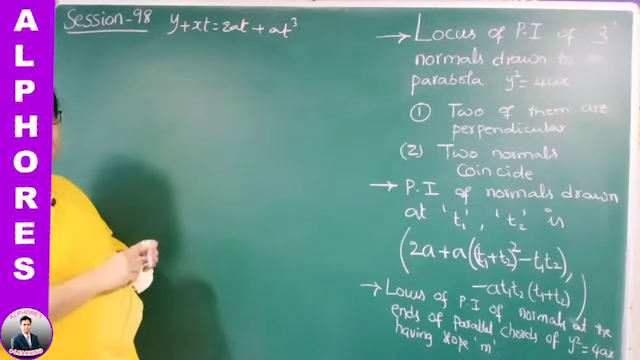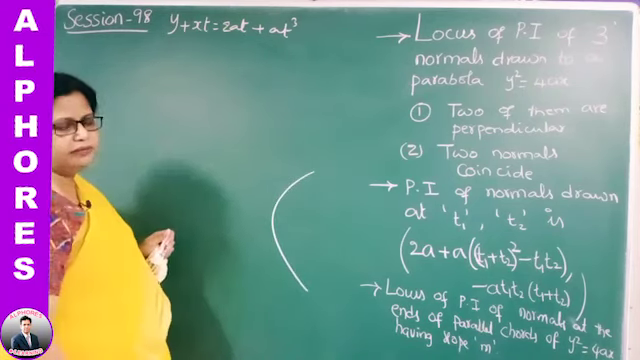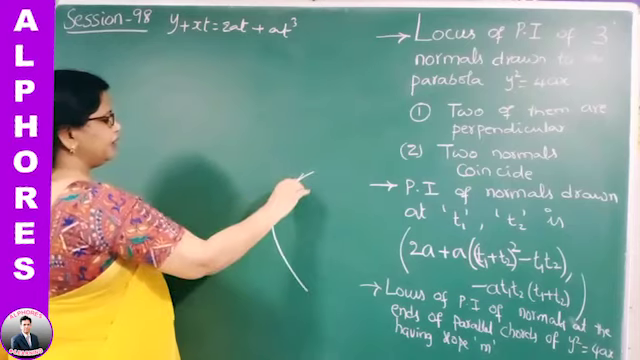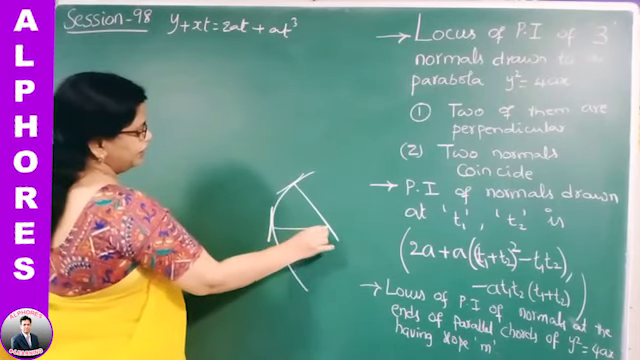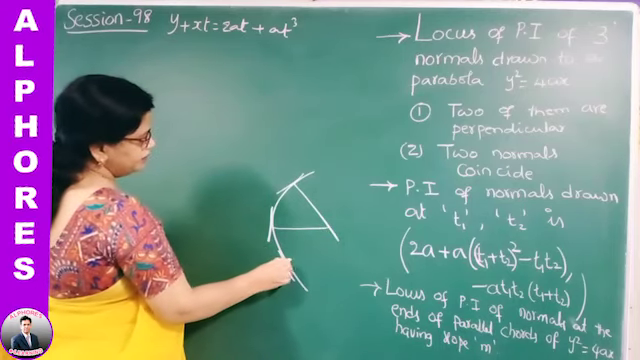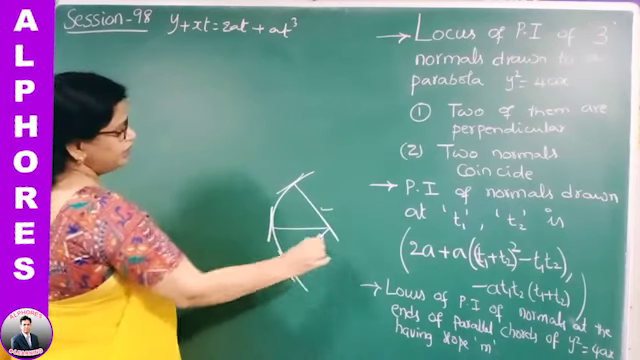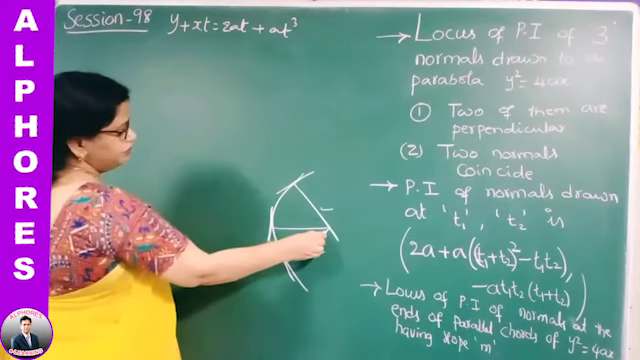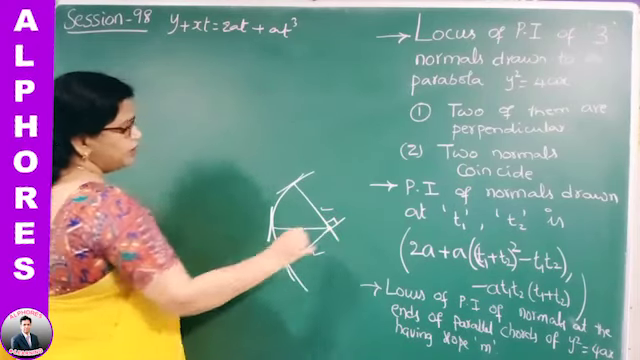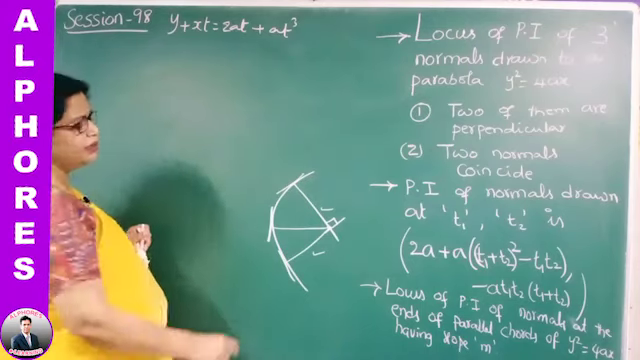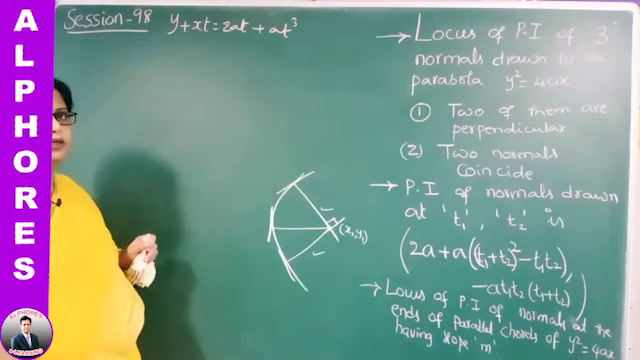Now locus of the point of intersection implies, suppose this is the parabola, and one normal is drawn at a point, another normal is taken like this, and the next normal is like this. Now observe that this normal and this normal we have taken at right angle. This is the point of intersection of the three normals. Let this point be x1, y1, which is any point on the locus.